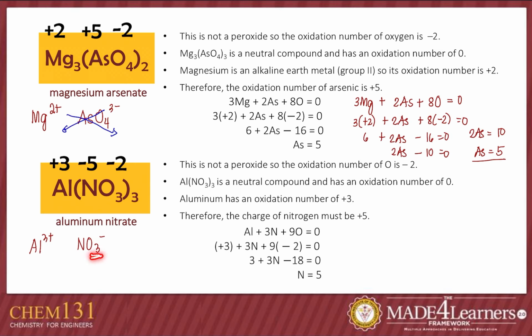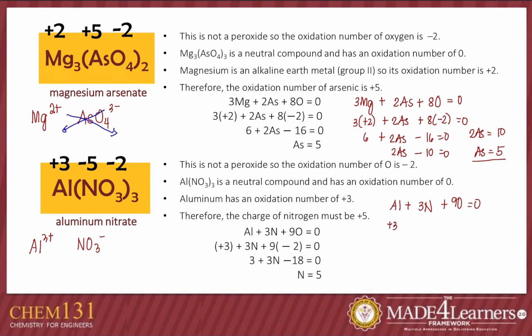And then this is not a peroxide obviously again. So the oxidation number of oxygen is negative 2. So we solve now for the oxidation number of nitrogen. So we have one aluminum plus three nitrogen. Again, there's only 1 here but we have 3 here outside, so we multiply, so that's 3. And then for oxygen, there is 3 inside, then we have to multiply by 3 outside, so plus 9, and that's equal to 0.